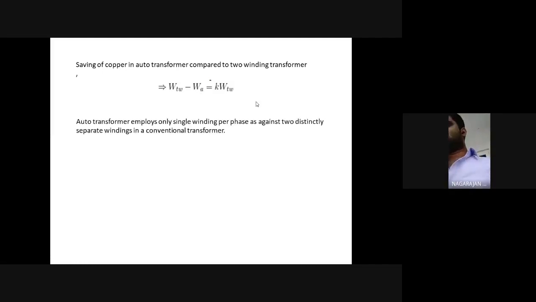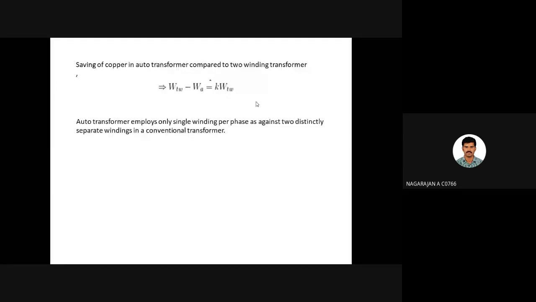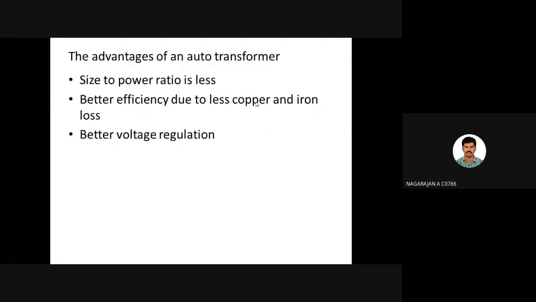So an auto transformer employs only a single winding. You can save more copper. Okay, do you understand? So these are the advantages of an auto transformer. The size to power ratio is less.